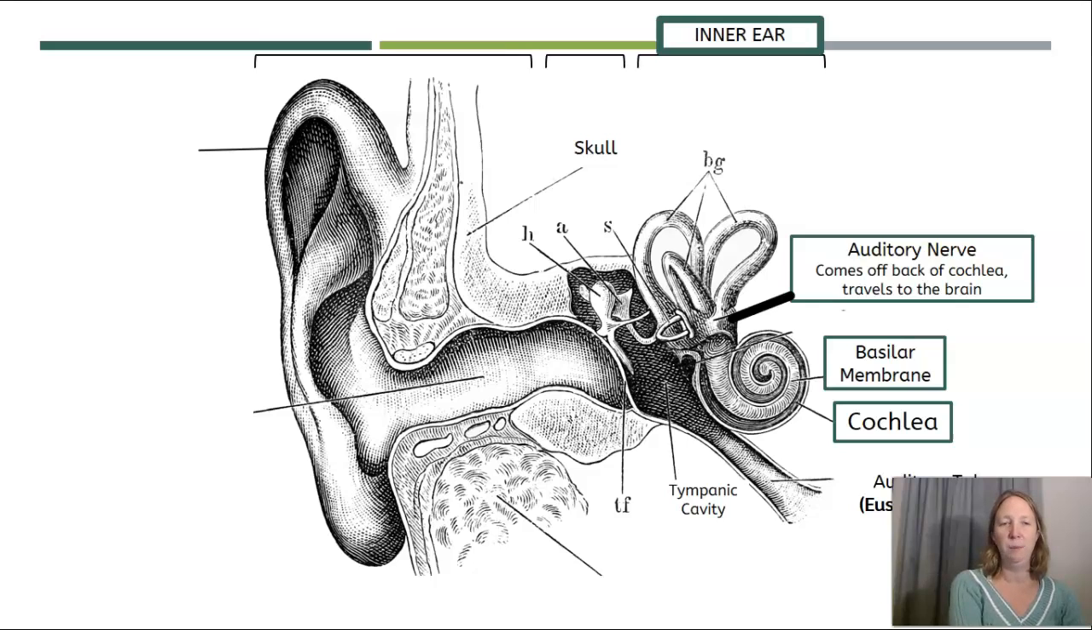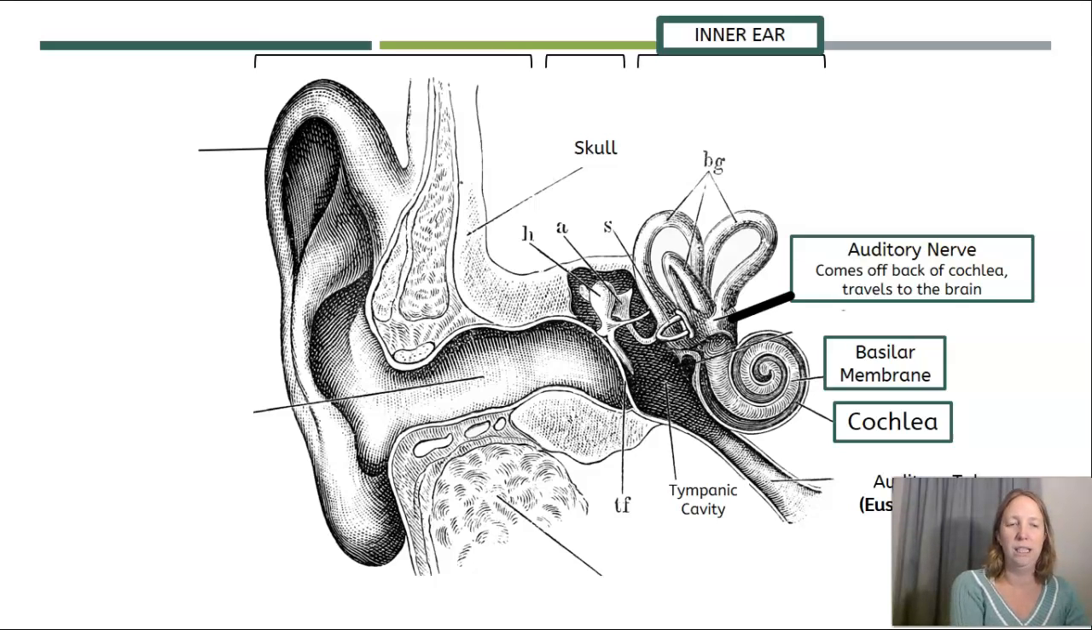The inner ear is made up of the auditory nerve, the basilar membrane, and the cochlea. We are going to talk a lot about the cochlea because that is actually where the transduction will occur. The auditory nerve itself comes off the back of the cochlea and then travels to the brain.